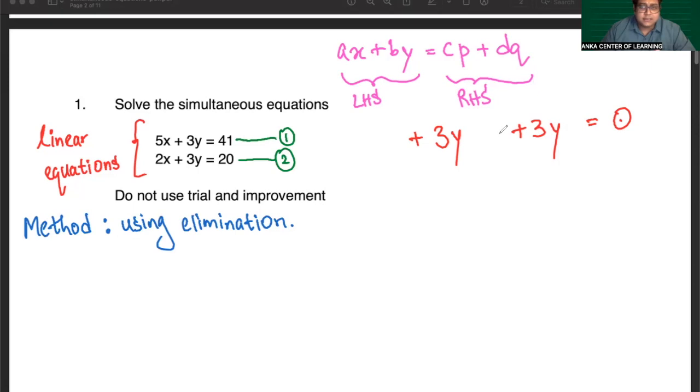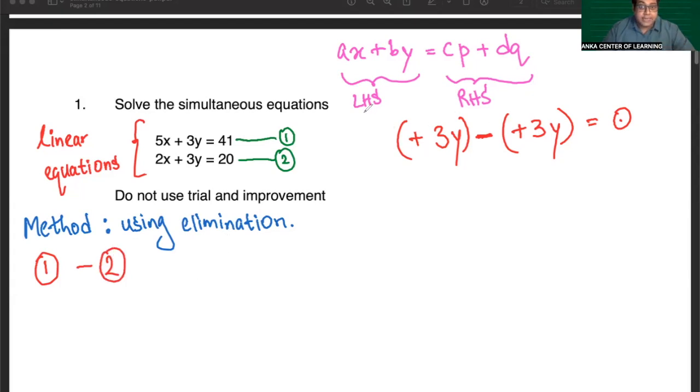Take a minute and think about it. How would you cancel this 3? Simply, students, remember, you need to put a minus sign. If you have the same signs to begin, then to get to 0, you should subtract. So you have plus 3y, and to cancel this plus 3y, you have to subtract the other. What is meant by this is you simply need to subtract equation 1 minus equation 2.